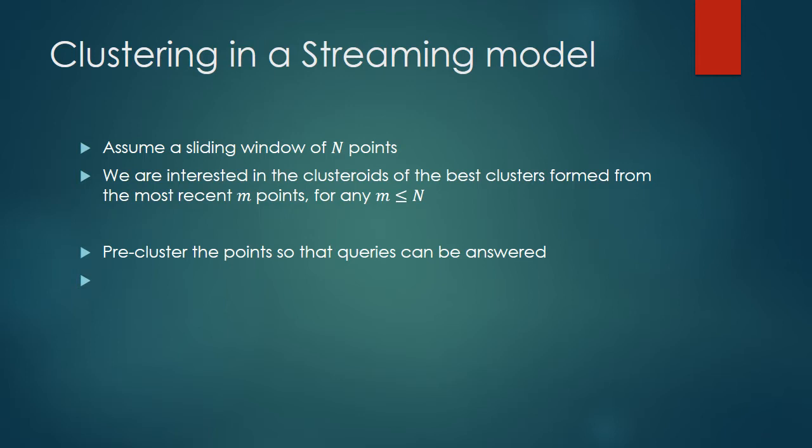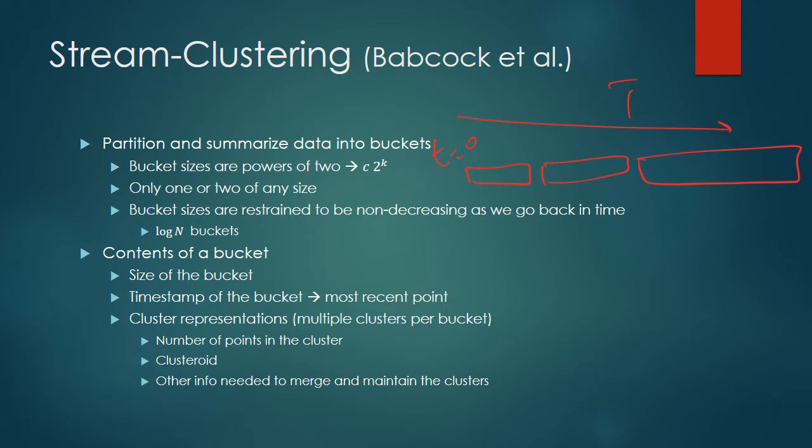So that's what it is, that we are assuming that there is some sliding window of n data points of whatever sort, and we are interested in clusteroids of the best clusters formed within the most recent n points. This is the history, the time window, and we would like to answer this together. Basically the idea is that you want to pre-cluster it in a way so that the queries can be answered quickly. So you're not dealing with all the data, you're just dealing with these.